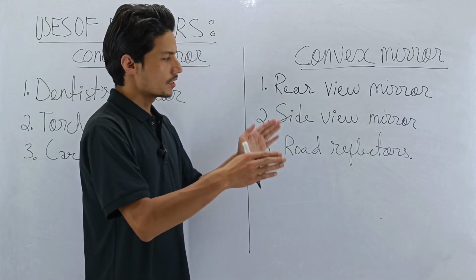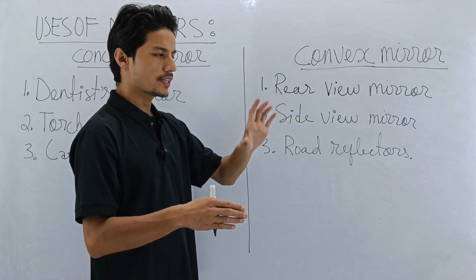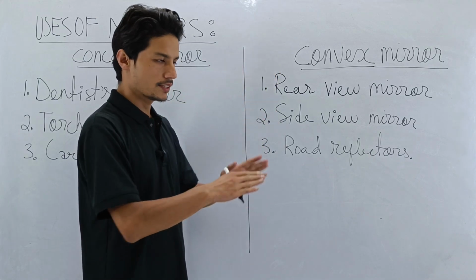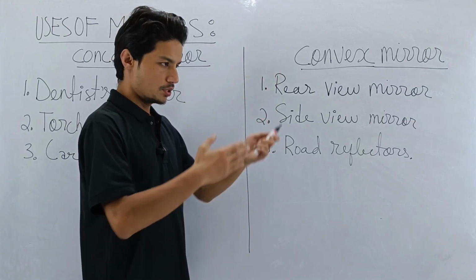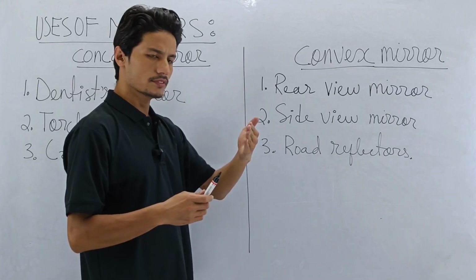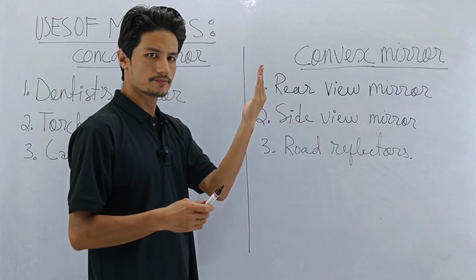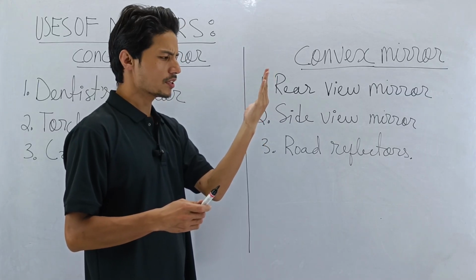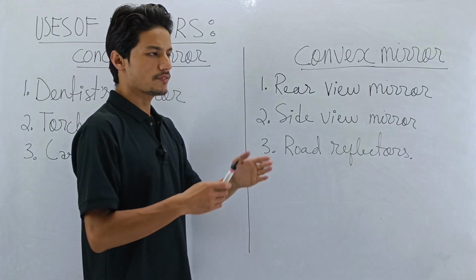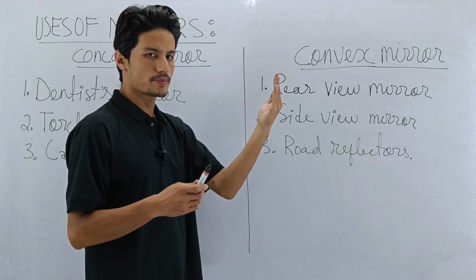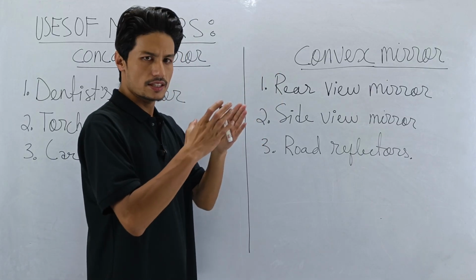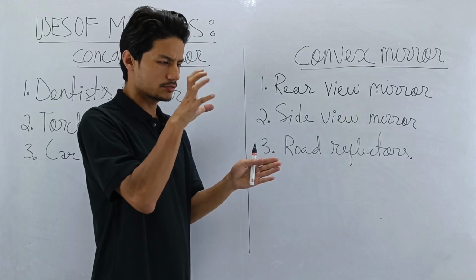Okay, now why convex? Convex mirrors are used because they provide a larger field of view. Okay, they provide a larger field of view. If I look at myself in a plane mirror, my face will appear as it is. All right, so my face will appear as it is. But then if I look at myself with a convex mirror, the image of my face will be smaller.